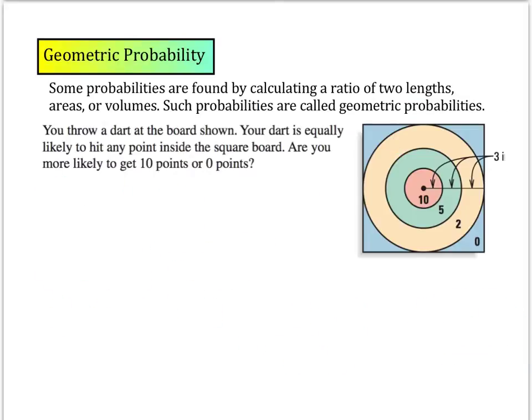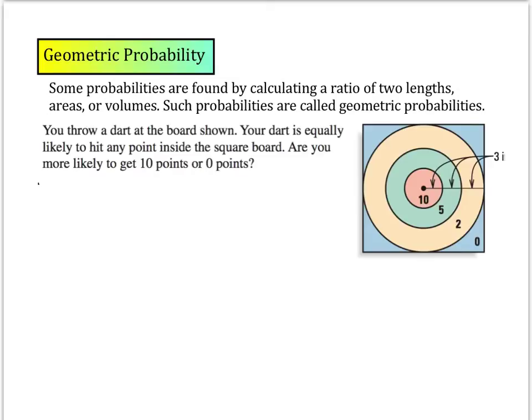So we've talked about theoretical probability and experimental probability. We're going to talk about one more probability type called geometric probability. Now, in this type of probability, we can find the ratios of two lengths, areas, and volumes, and that can help us figure out the likelihood of an event happening. So here we have a dartboard where we are likely to hit any point inside the square board. So the question is, are you more likely to get 10 points or 0 points?